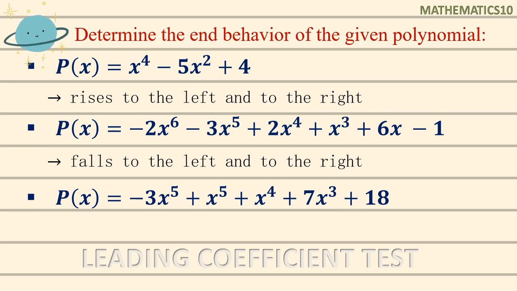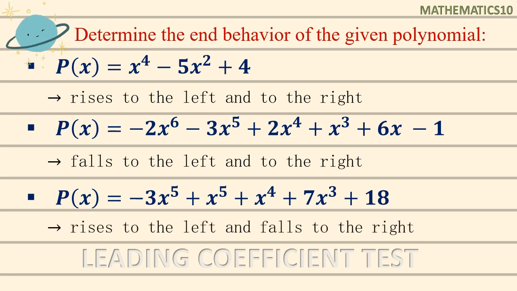So obviously, the negative side of the Cartesian plane is at the left side, right? So therefore, the graph of this given polynomial function will rise to the left, at the negative side of the Cartesian plane, and fall to the right side of the Cartesian plane. So that's it, the end behavior of our third polynomial function.